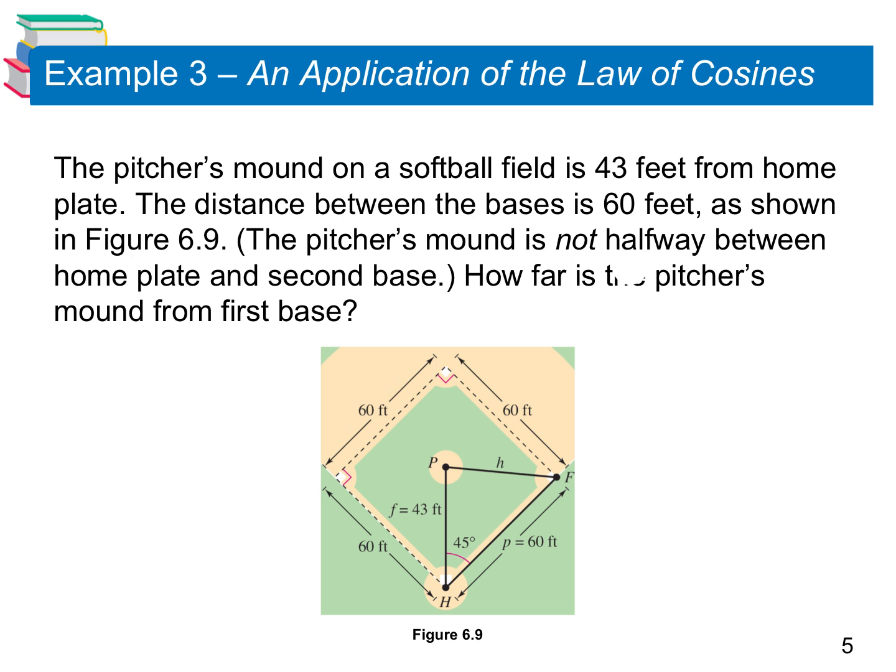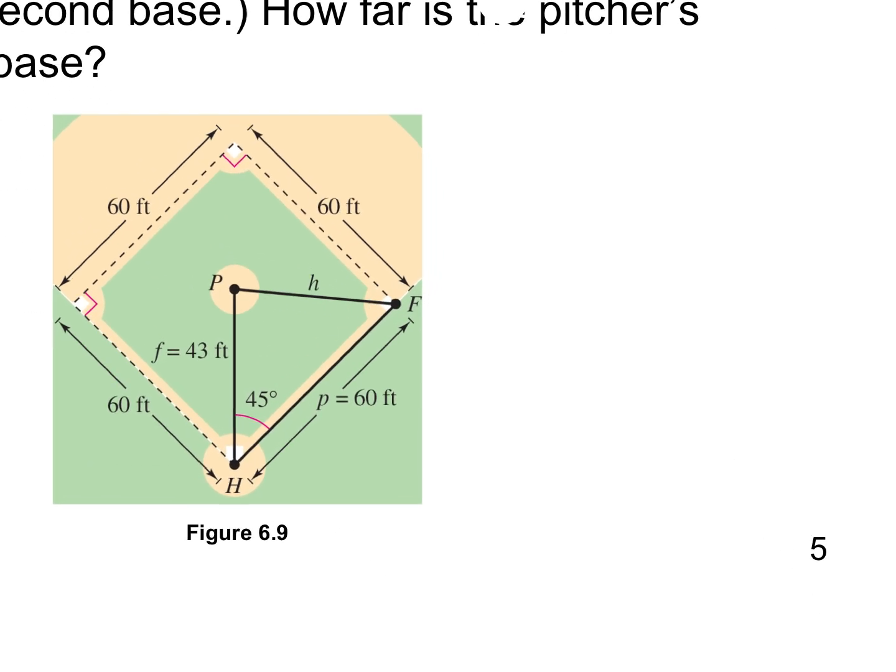The pitcher's mound on a softball field is 43 feet from home plate. The distance between the bases is 60 feet, as shown in figure 6.9. The pitcher's mound is not halfway between home plate and second base. How far is the pitcher's mound from first base? So it draws the picture here for us.